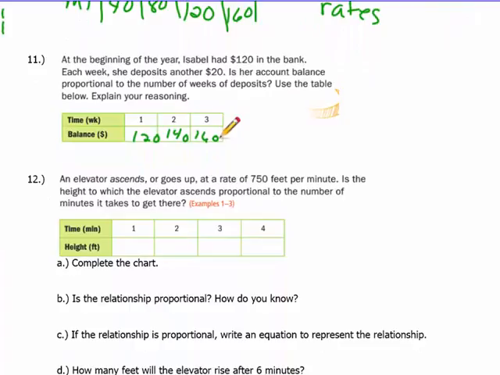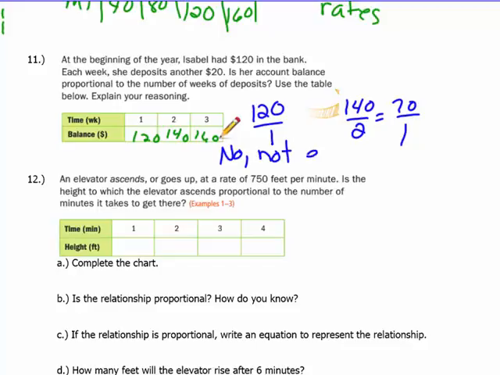There we go. So I want to know, so that means I have to figure out my unit rate. So my unit rate, we have 120 divided by 1. And then I have 140 divided by 2, which is 70 over 1. So those don't match. 120 over 1, 70 over 1 doesn't match. So, explain your reason. Is it proportional? No, not equal unit rates.